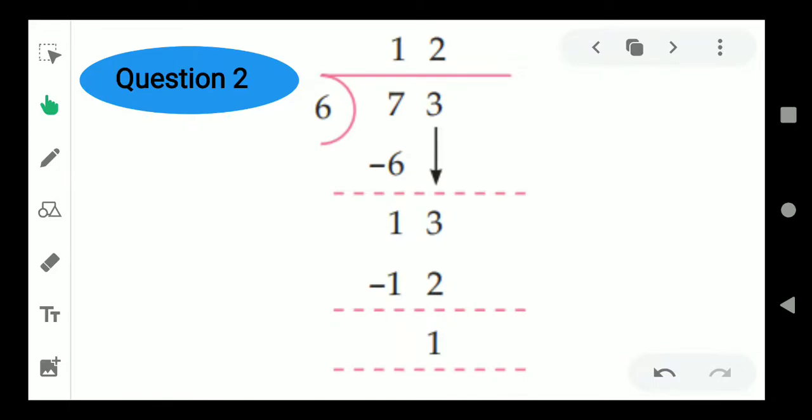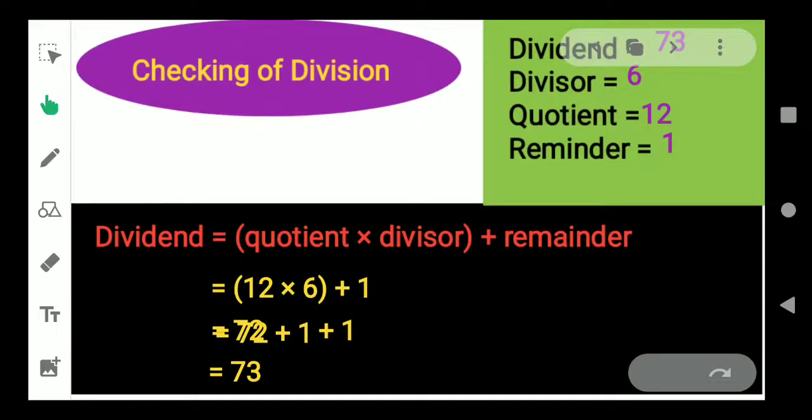So, how much is the quotient here? 12. Divisor, 6. Remainder, 1. And the dividend is 73. Are you ready to check the division? What is the equation for checking division? Dividend is equal to quotient into divisor plus remainder.